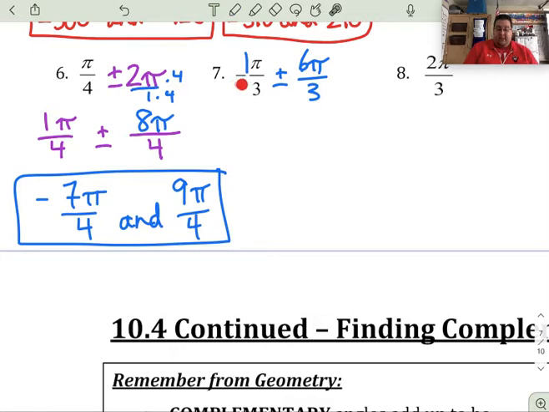Negative 1, I'm going to do the subtraction first, so I get the negative first, right? Negative 1 minus 6, we have negative 7 pi over 3. And then we add to get the positive one, so negative 1 plus 6 is going to be a positive 5 pi over 3.